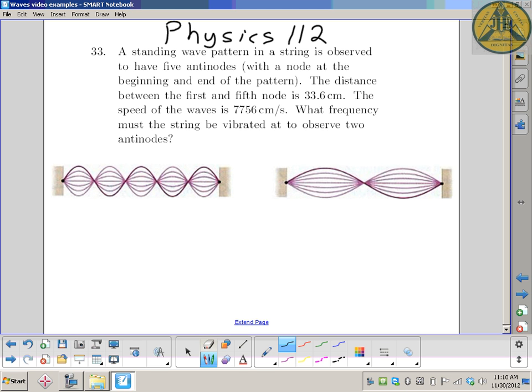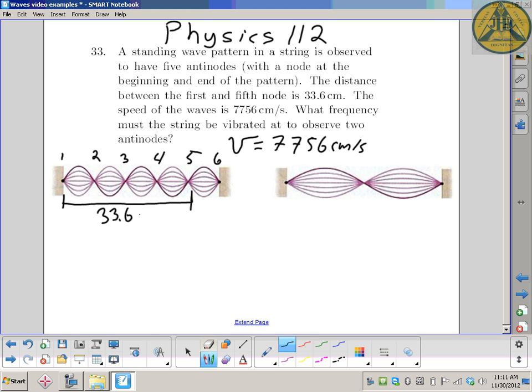Working with what's given here, I'll write down the velocity: 7,756 centimeters per second. For the distance between the first and fifth nodes, be careful, the nodes start numbering from the start: 1, 2, 3, 4, 5, 6. There's 6 nodes, 5 antinodes, so you do not have the full length of the string. You have only 4/5 of the length of the string. It's 33.6 centimeters.